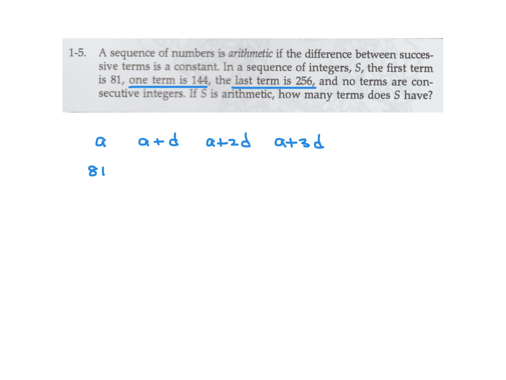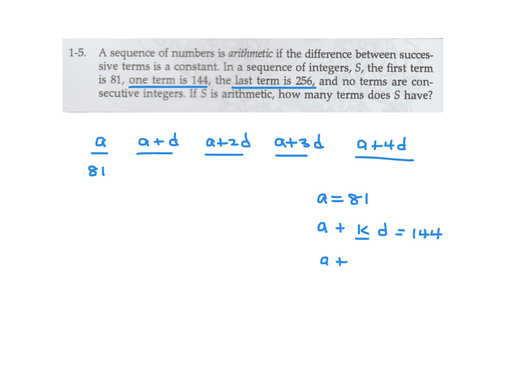Okay, so the first term is 81, so that's pretty much the only thing we know for sure. And then some term, I don't know what it is, so I'll just call it kd. I don't know what the k is. That's 144. And then the last term, so for example, a plus 4d, this is 1, 2, 3, 4, 5. So if the number of terms is n, this guy would be n minus 1, correct? So in this case, there's 5, and because that's 4, it would be represented by n minus 1. So (n minus 1)d is the last term. And they're saying that is 256.